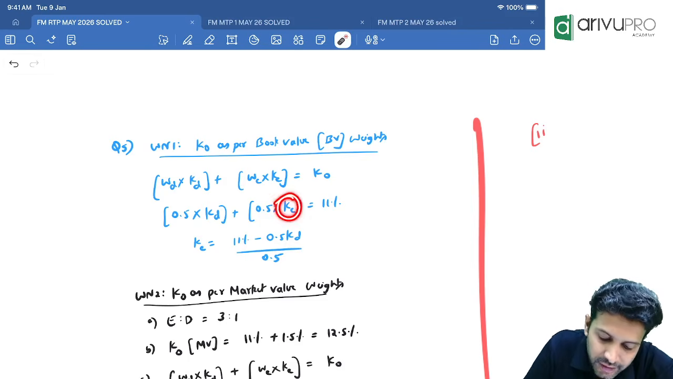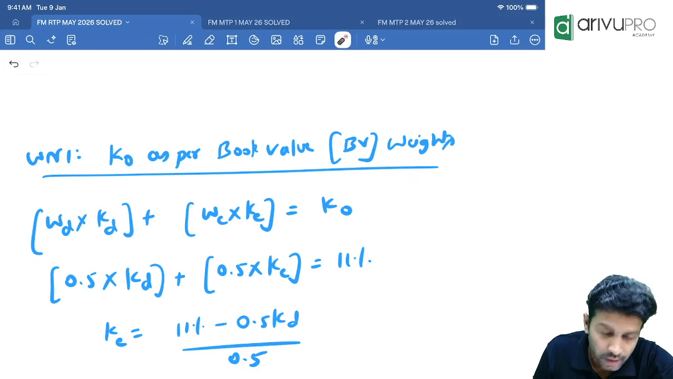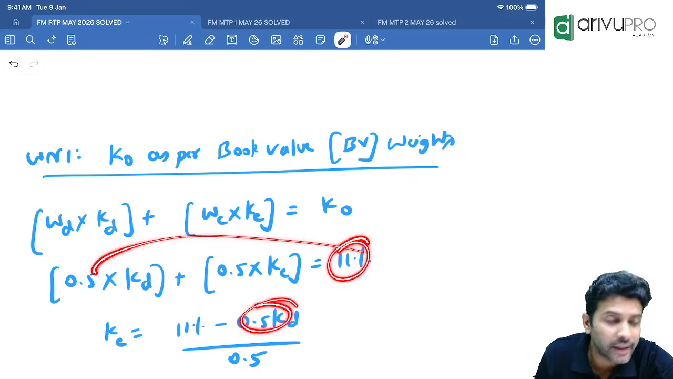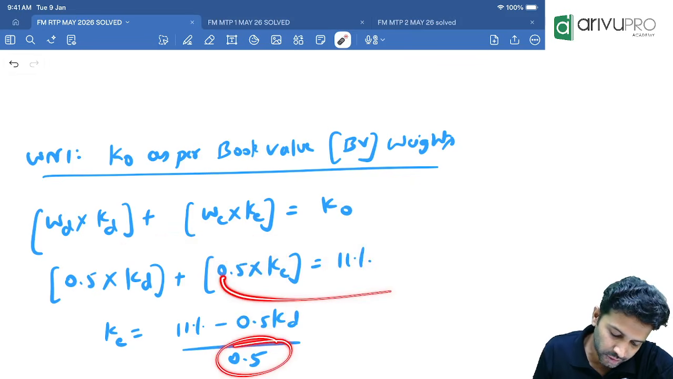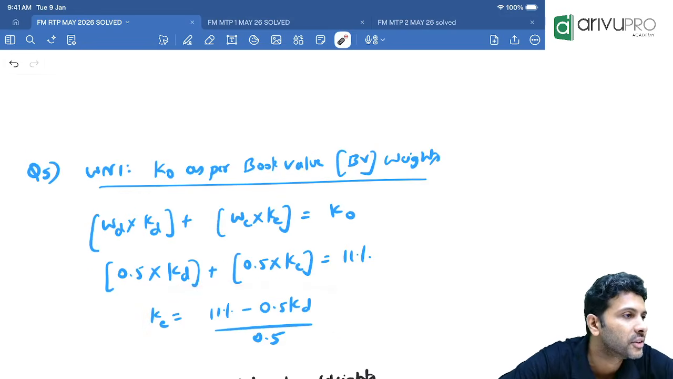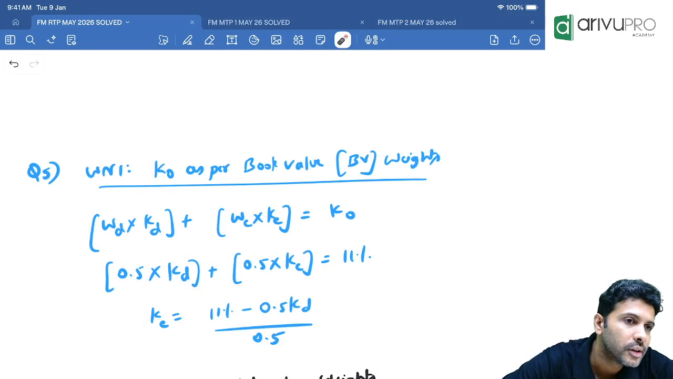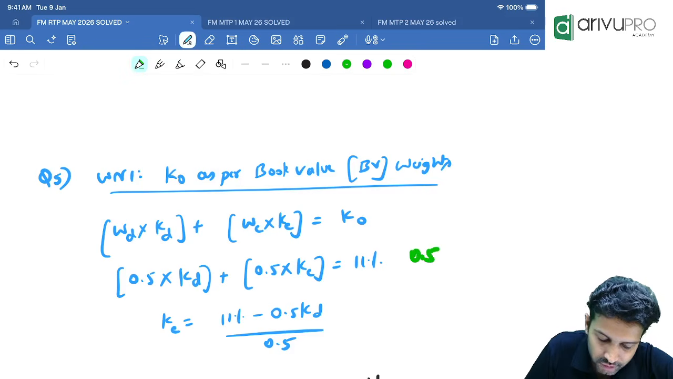Now if you want to find KE, tell me, how do you solve this? Send this to the other side. So it will be 11 minus 0.5 KD. This is 0.5 times KE. So this 0.5 you will send to the denominator. It will become this equation. Any problem in this? Once more or got it? Sure? If you want me to write it once again, I will write it here. 0.5 KD.